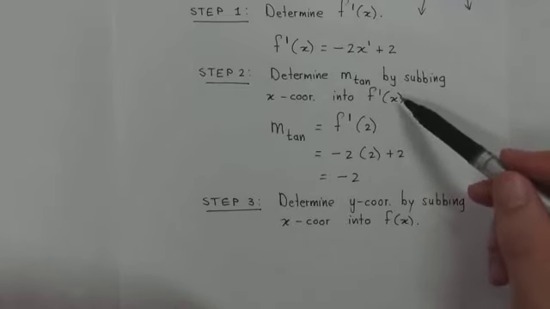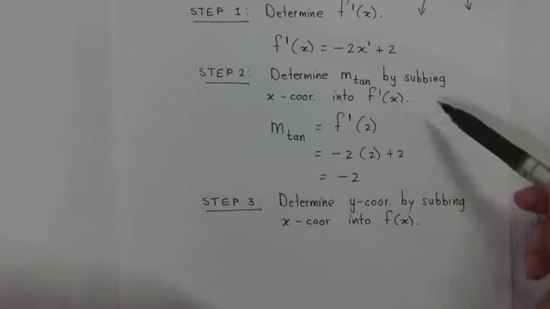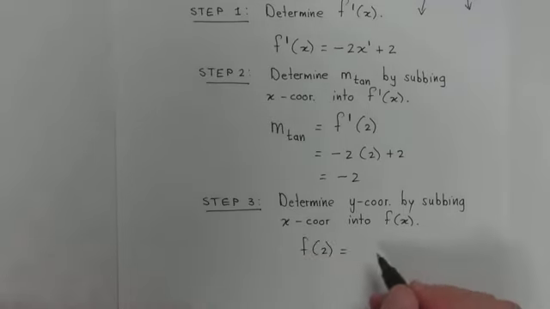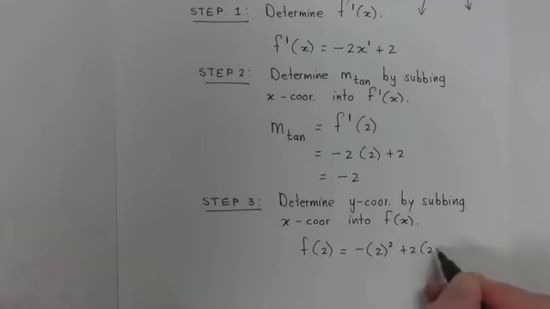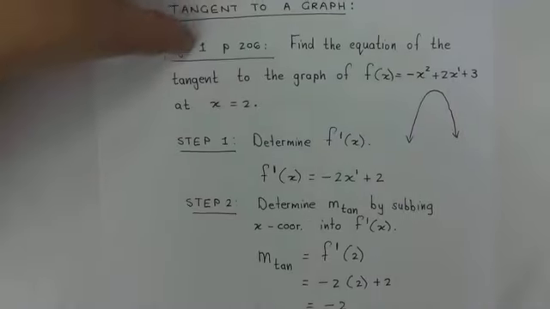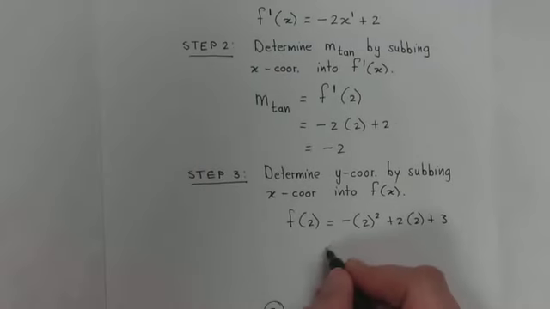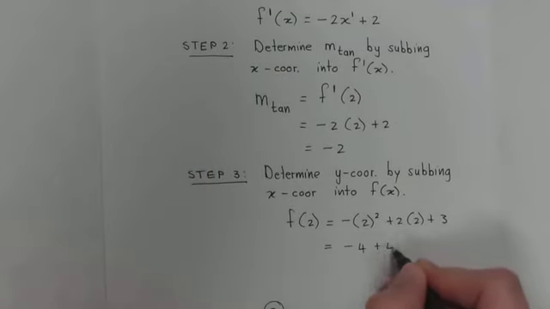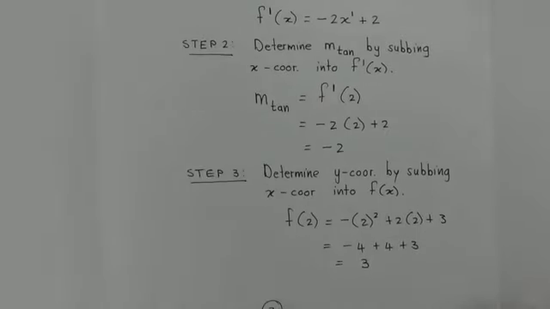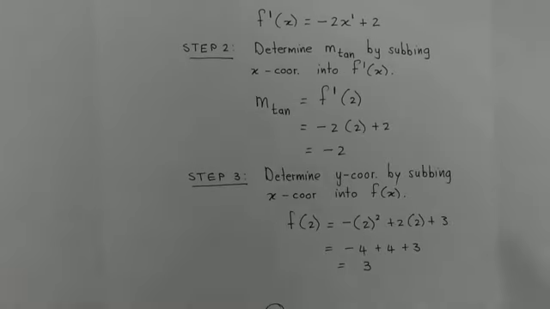So please remember, guys, subbing into f(x) gives me a y coordinate, subbing into the first derivative of f(x) gives me the gradient. So I'm going to sub that 2, which is the x coordinate of the point of contact, into the original function f(x). So it's minus 2 squared plus 2 times 2 plus 3, which was the original function defined up over there. Right, so calculating this, it gives me minus 4 plus 3, which means my y coordinate is then 3. Now I've got everything I need to find the equation of this particular tangent.